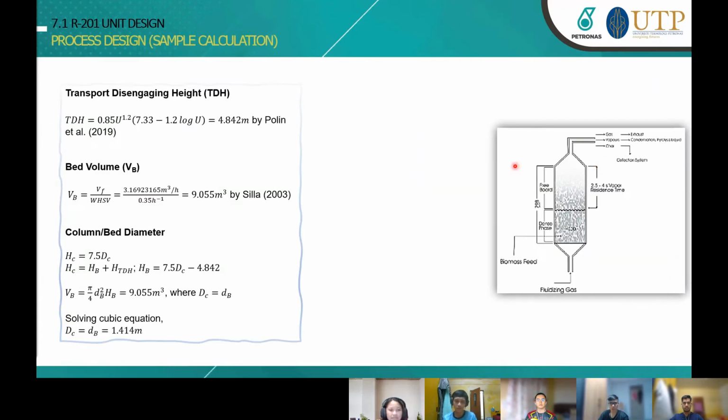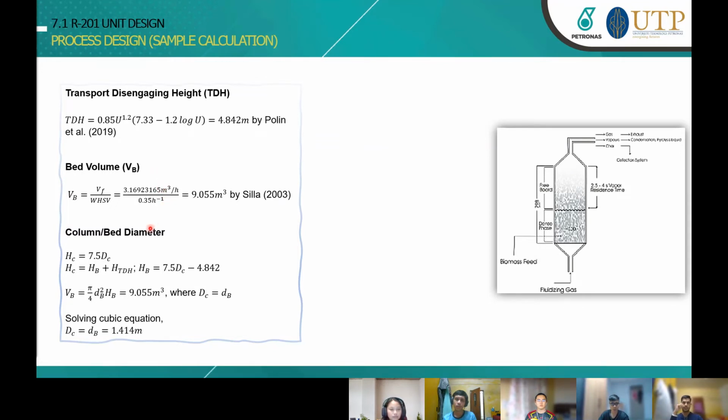For process design, the reactor dimensions are computed. For fluidized bed reactor, it is necessary to include the additional space above the dense fluid bed, known as the transport disengagement height, or TDH, which can be calculated based on the correlation proposed by Pauline. This assumes an SGB value of 0.8 based on literature to obtain a TDH of 4.84 meters.